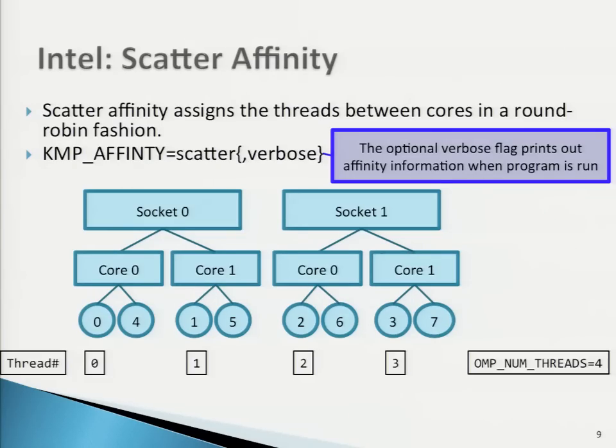So if we say OMP_NUM_THREADS equals 4 and KMP_AFFINITY equals scatter, our 4 threads will be spread out this way. The first thread will be put on the first core, the second thread on the second core, and so on. So basically it will go through and assign 1 thread per core, which is typically what we want, because this way this thread gets all of the resources on this core, this thread gets all of the resources on the second core, and so on and so forth.